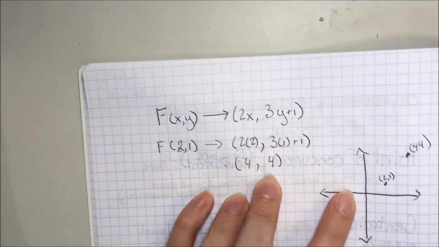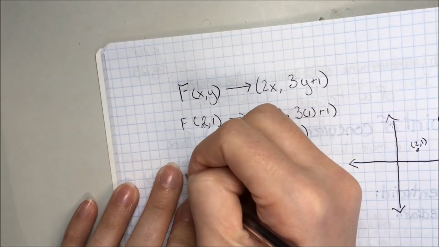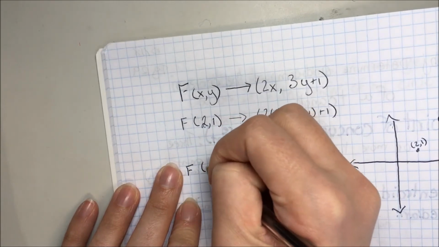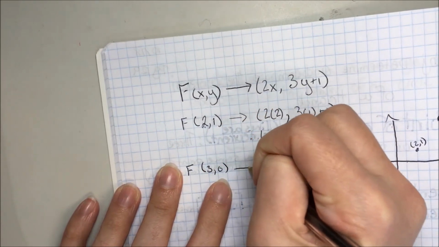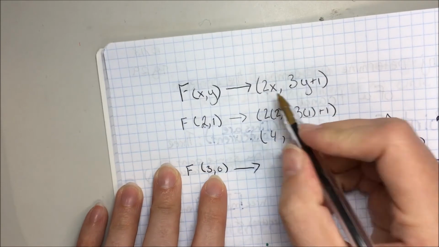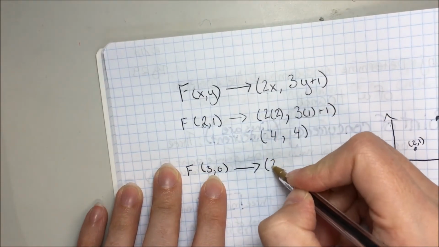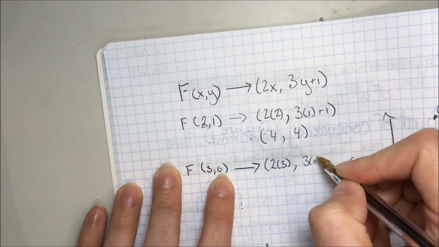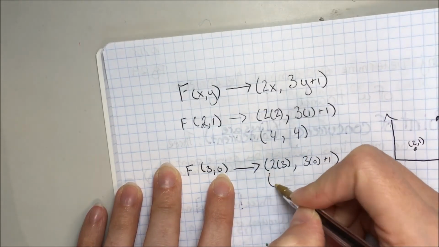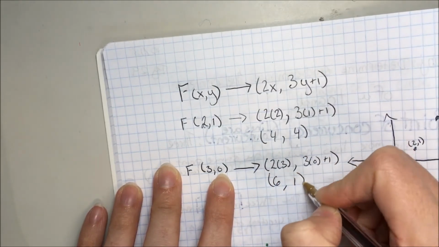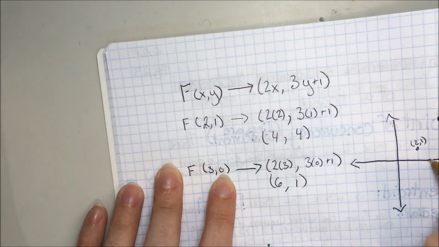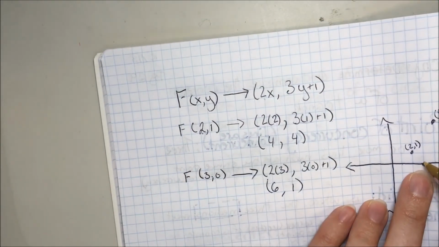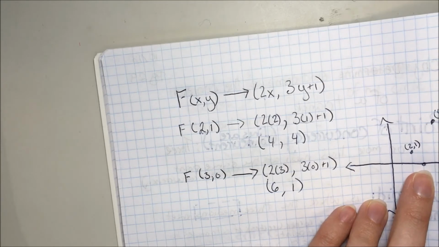I could do the same rule. Let's say I want to do f of 3, comma 0. Well, following the same rule, I'm going to take the x and multiply it by 2. So 2 times 3. I'm going to take the 0 and multiply it by 3 and add 1. Well, this becomes 6, comma 1. So 3, 0 went to 6, comma 1.